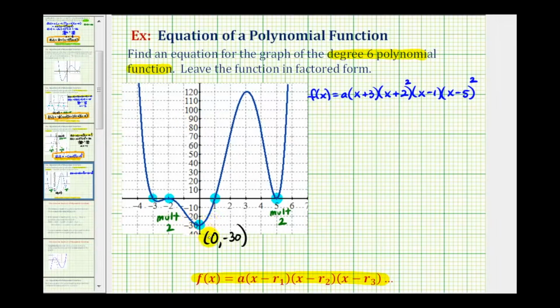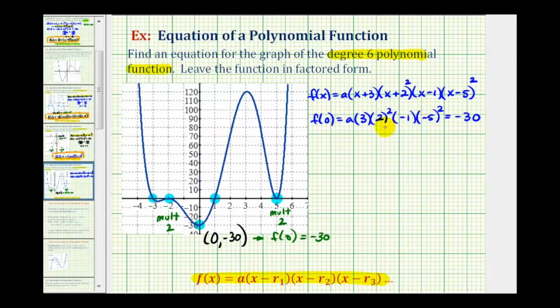And now because the graph contains the point (0, -30), that means f of 0 must equal -30. So now we'll substitute 0 for x and set the function value equal to -30, which will allow us to solve for a. So f of 0 would be equal to a times, if x is 0, we'd have 3 here. If x is 0 here, we'd have 2 squared. If x is 0 here, we'd have -1. And here we'd have -5 squared. And this must equal -30.